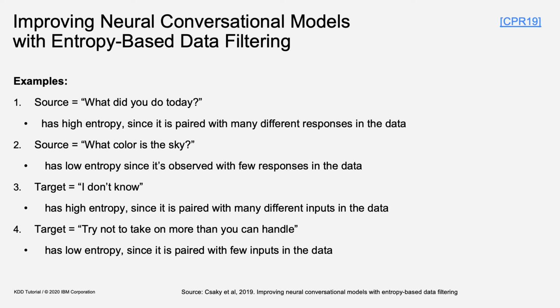Similarly, a target utterance such as "I don't know" has a high source entropy since it is paired with many different inputs in the data. On the other hand, a target utterance such as "Try not to take on more than you can handle" has a low source entropy since it is paired with few valid inputs in the data.